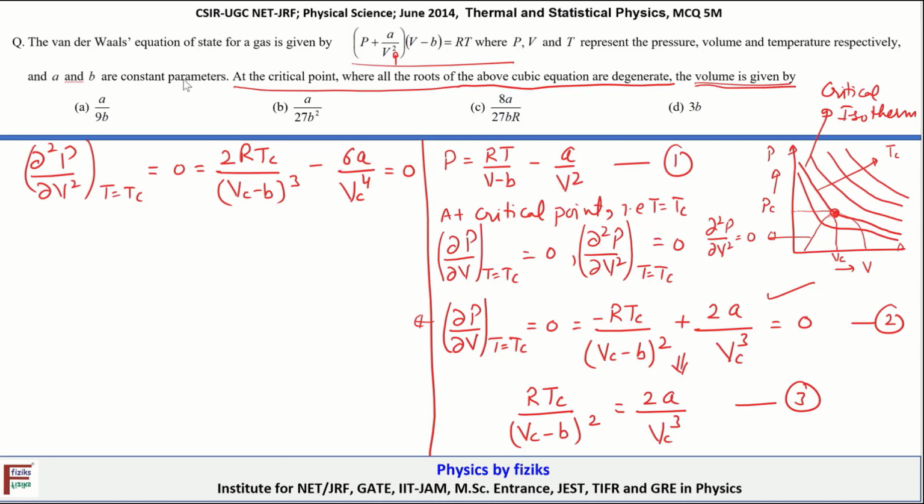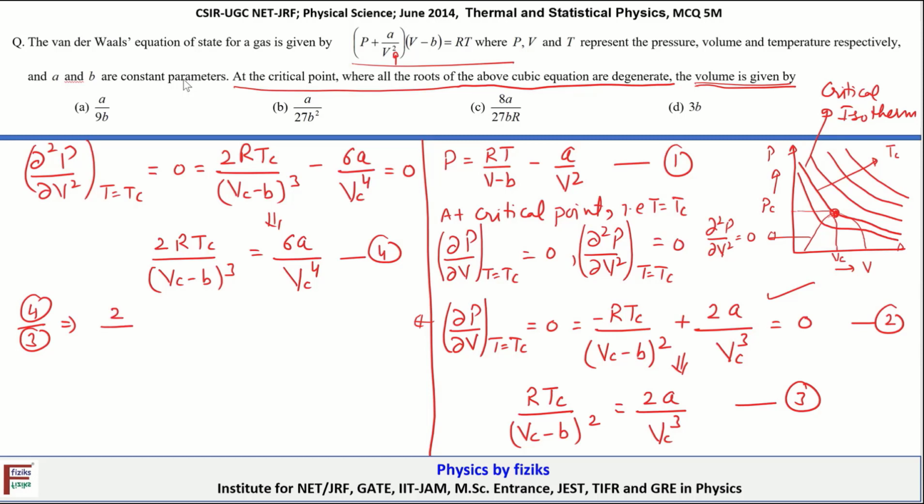Okay, and after rearranging this result, we obtain 2R Tc divided by Vc minus b whole cube is equal to 6a upon Vc4. So let me call this equation 4. Now what we will do is divide equation 4 with equation 3, so some of the terms will cancel, and after dividing these two equations, we obtain 2 upon Vc minus b is equal to 3 upon Vc. So after solving, this gives us Vc is equal to 3b. So that means the critical volume is nothing but 3b. So that is our answer. So here D is the correct option.